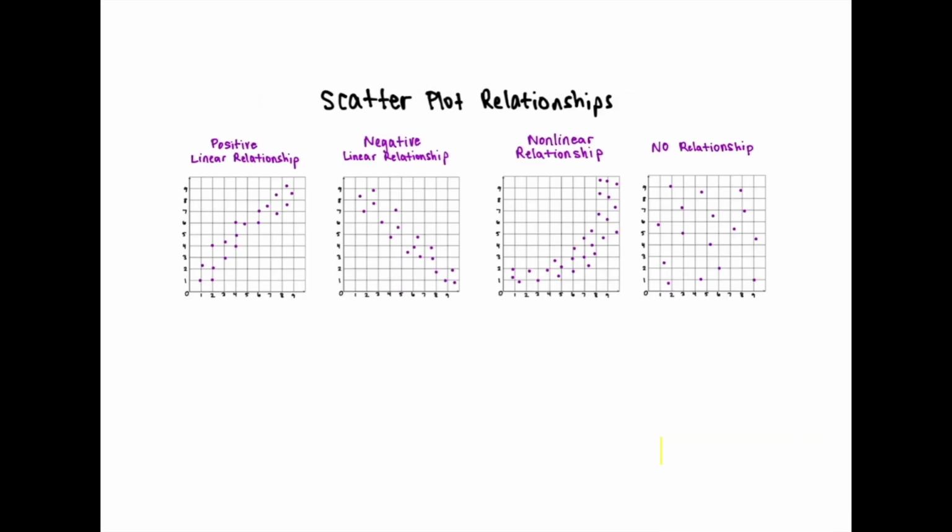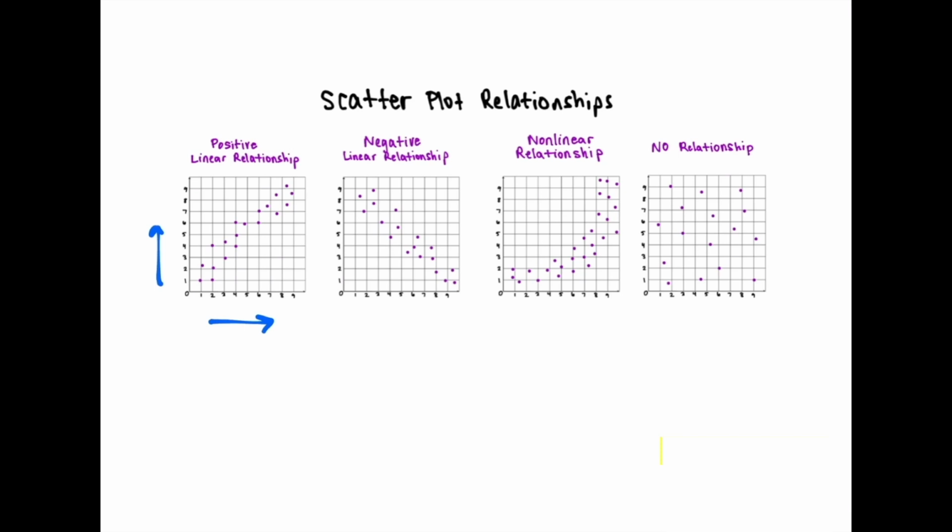Let's talk about some scatter plot relationships. The first is a positive linear relationship. What this means is as one variable increases, the other also increases. An example of this is the longer you exercise, the more calories you burn. The amount of calories burned increases as the time spent exercising increases.